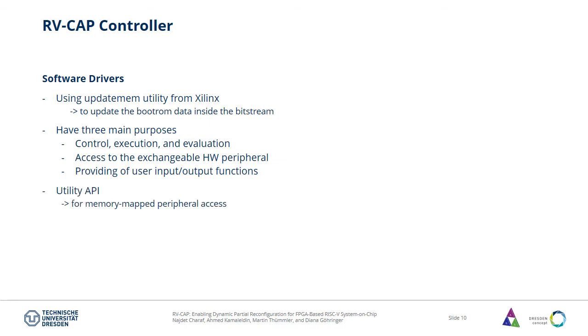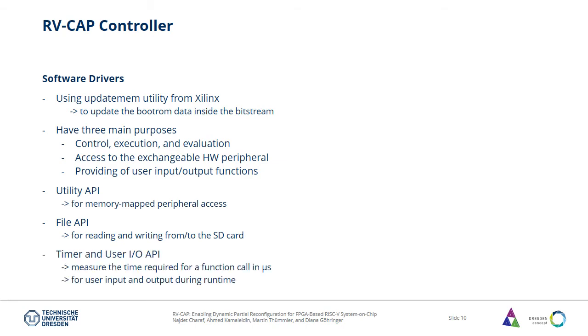We have a utility IP. This uses functions and macros for memory-mapped peripheral access. We have a file IP for reading and writing from and to the SD card. This is accessed via the SPI. And then we also have the timer and the user IO IP, which measure the time required for a function call in microseconds, and handle user input and output during runtime. This will be over the UART.